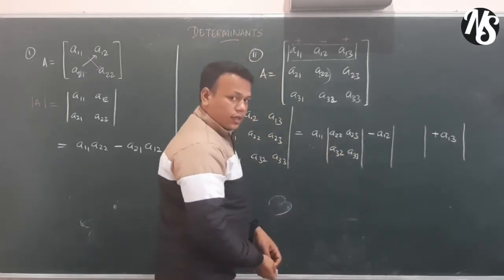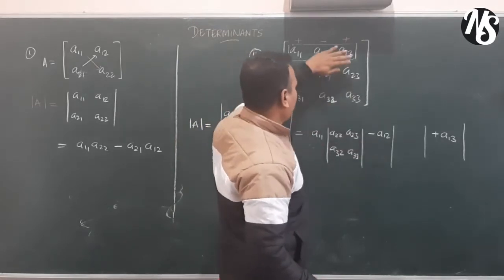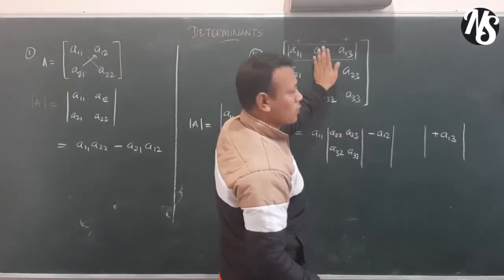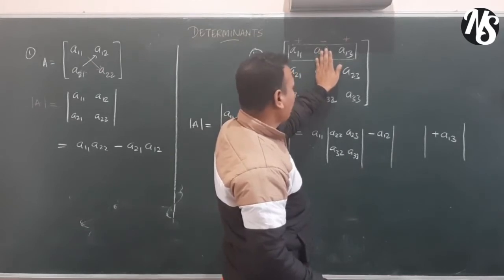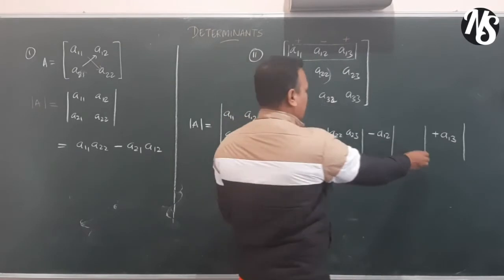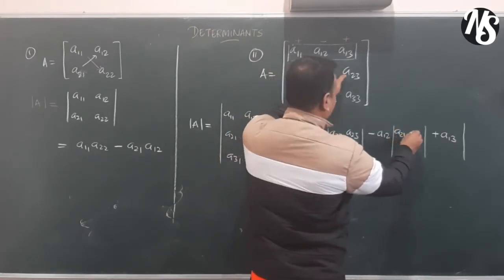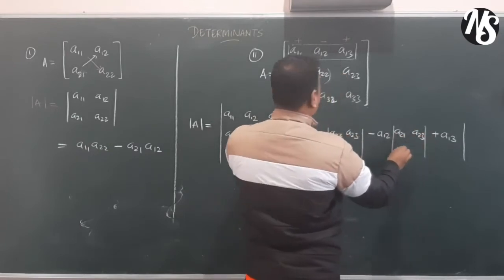All right. Now cover A12. A12 is in this row and this column. So what are the numbers left? You have this, this and this, isn't it? All those numbers will come in this determinant. So you have A21, A23, A31, A33.